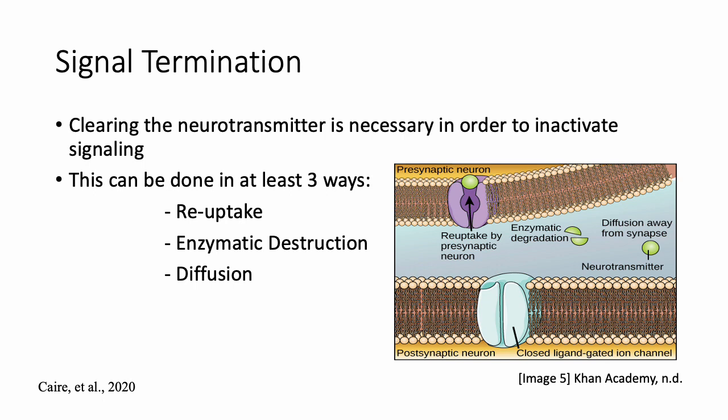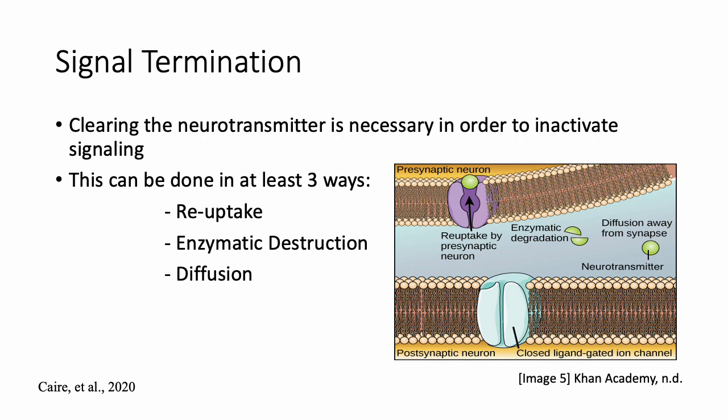There are two types of reuptake. Presynaptic reuptake is where the neuron will use different methods, endocytosis or specific transporters, to get rid of neurotransmitters from the synapse. The advantage of this is that neurotransmitters can be recycled. It prevents resynthesis of the neurotransmitter every cycle of release.